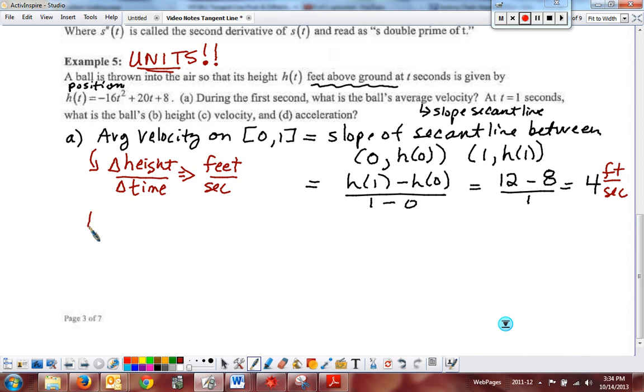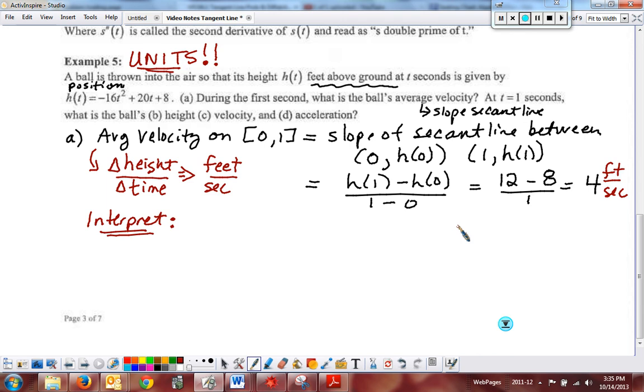The second thing they're going to ask you to do is to interpret what this means. Give a sentence about what this actual average velocity is saying. There are some key things they're going to be looking for. They want to know that you're on an interval. They want to know that this is an average velocity. And they also want to know, based on what this average velocity was, what is happening over the interval to the actual height? If your velocity is a positive 4 feet per second, what must the height have been doing during the first second? Did it increase or decrease?